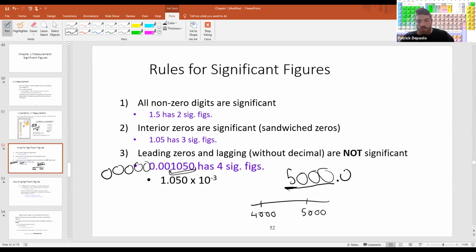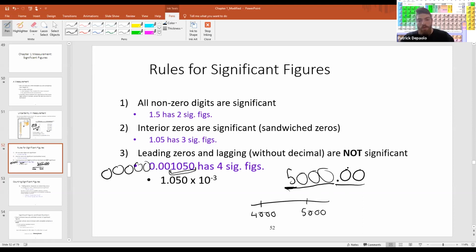If I added another 0 and another 1, those would also be significant. That means you measured so accurately that you can tell that the 10th place is definitely a 0. I measured it. The 100th place, same thing. It's a 0. I measured it. These would also be significant.